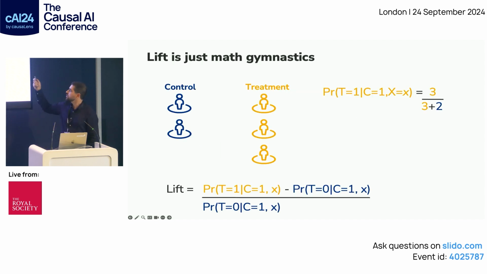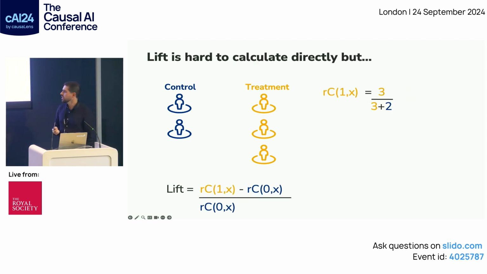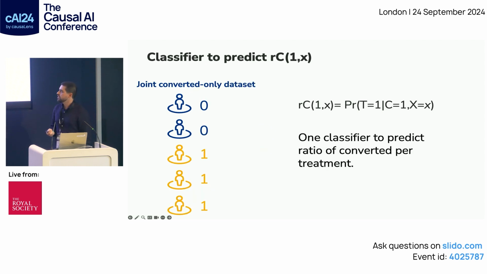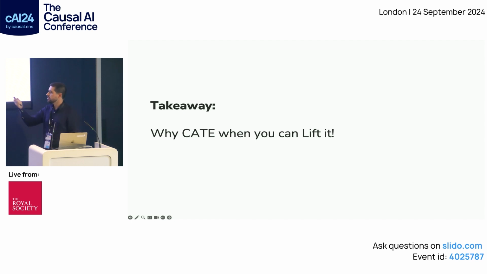So this just means 3 divided by 5. This is a nice quantity, and I'll just call it the ratio of converted to make it easier for us to talk about it later. But how do you train this with a classifier? You join all the converted-only data together. You say the control is 0, the treatment is 1. You run a classifier on that, and you predict it. That's it.